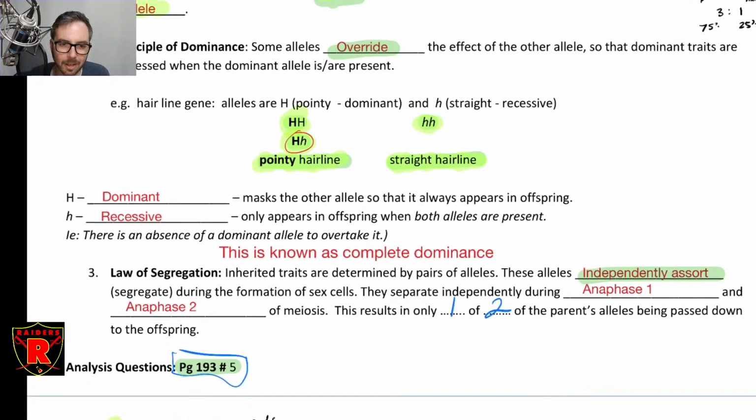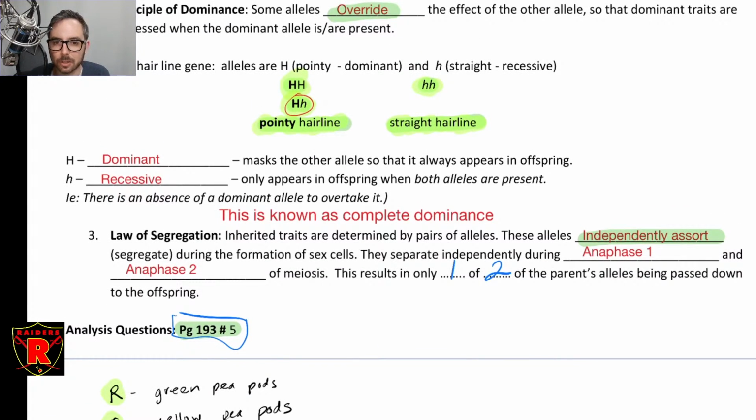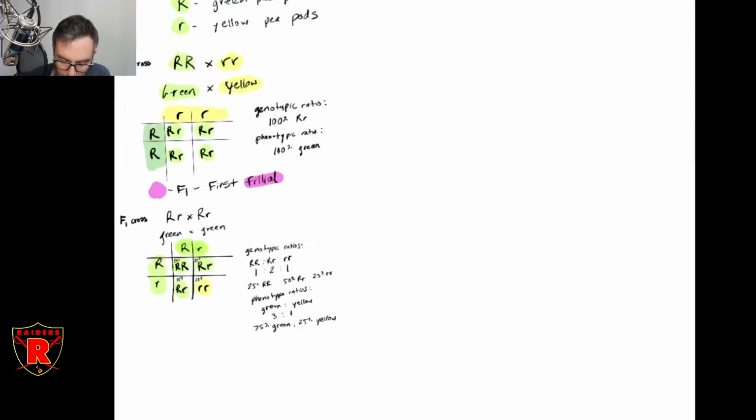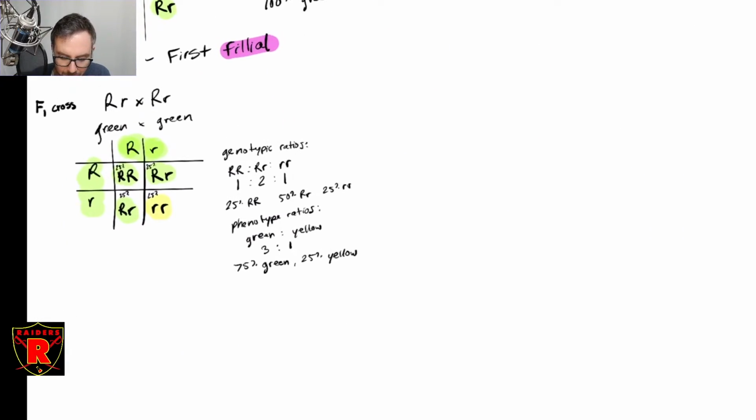expressed. And then this last idea here is the law of segregation, which just means that it's random which combination you get. Of the 4 options, which one you roll on the dice is completely random. Okay, so that's where we got this information from, this idea.